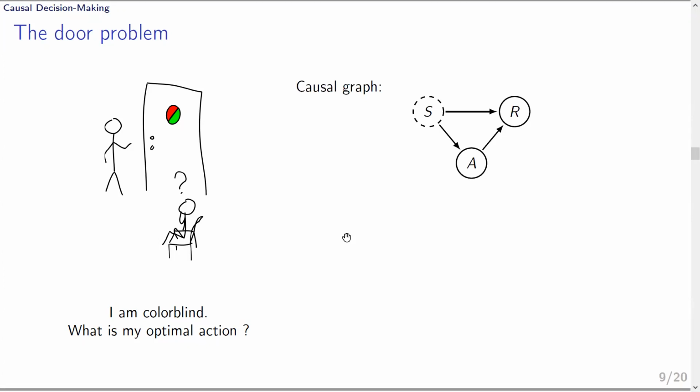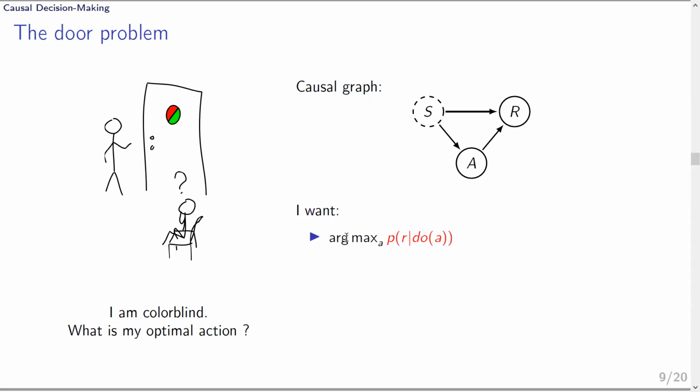So we have a causal graph with three variables. The state of the system would be the color. The action would be which button you press, and it might depend on the color. So people might decide to push a button given the color. And then the reward is, does the door open, yes or no? And it depends on the state of the system and the action. That's a very simple causal graph.